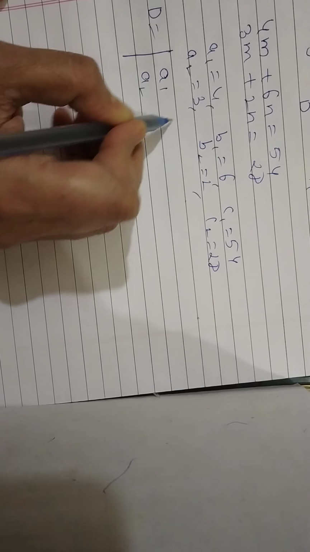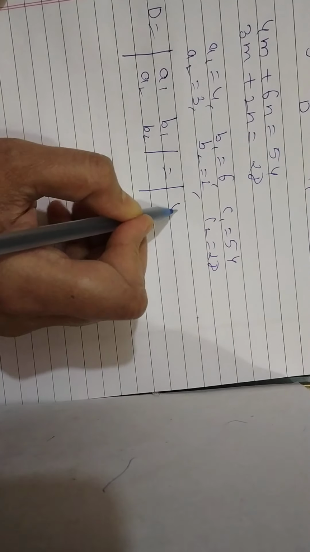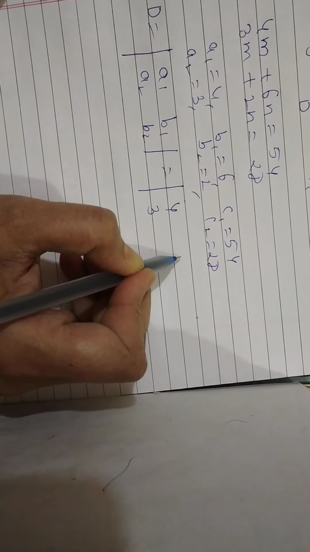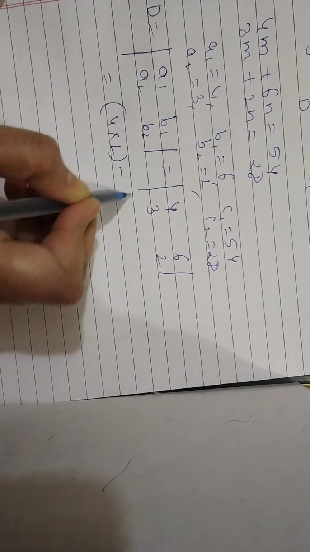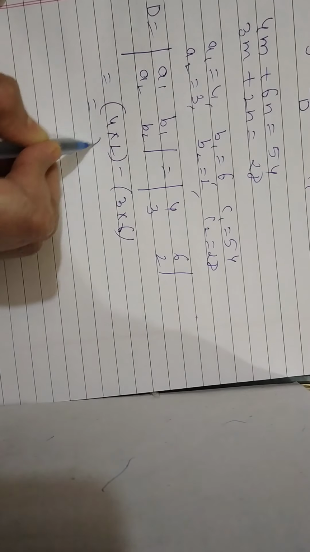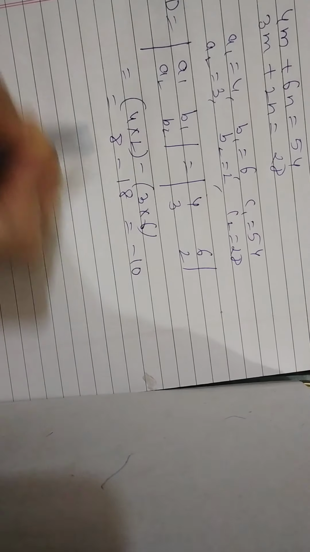A1, A2, B1, B2. What is A1, A2? 4, 3, B1, B2, 6, 2. 4 into 2 minus 3 into 6. 8 minus 18, that is minus 10.